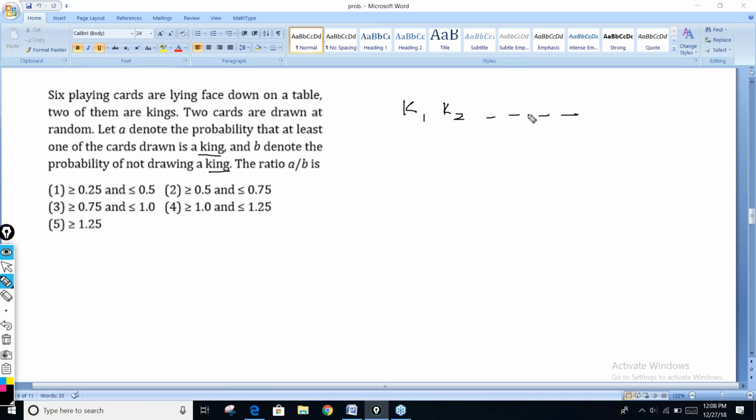So out of 6 cards, we need to select 2 cards. And what is the probability that at least one card is a king? So what I do is subtract: 1 minus the probability that none of the cards is a king.